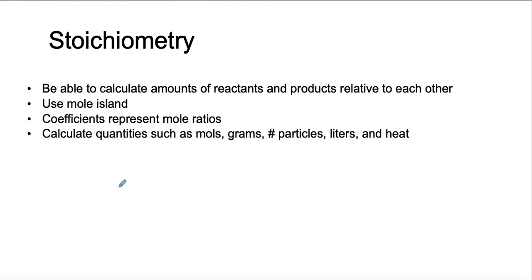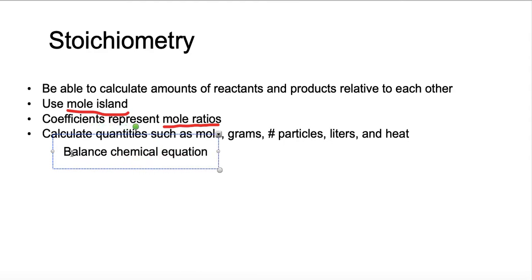All right, stoichiometry, mole island. I'm not going to go over this. I think you guys can do that, but this is something that you do need to be able to do. Calculate the amounts of reactants and the amounts of products relative to each other. If you're given the grams of a reactant and you need to know how much is going to be produced, use mole island to do that. The mole ratios are represented by the balanced chemical equation, so a balanced chemical equation is necessary.